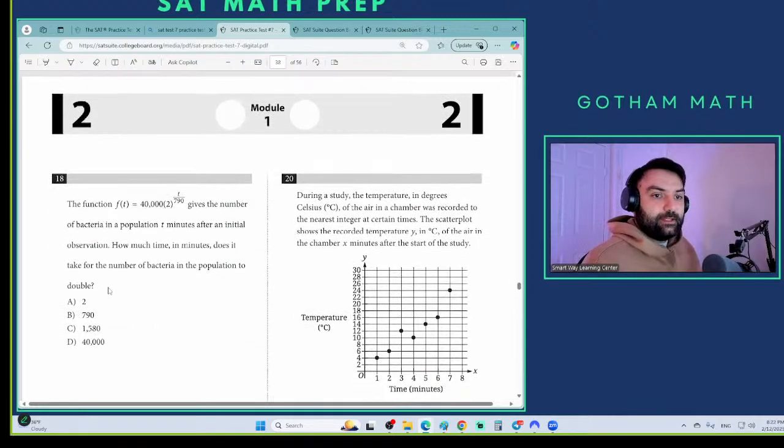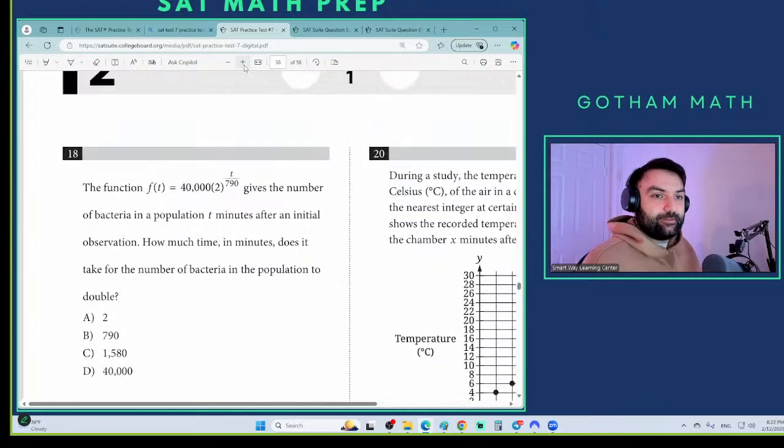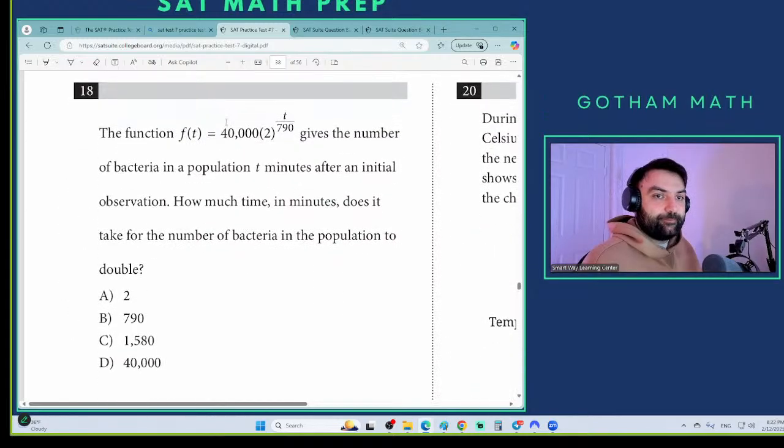Okay, number 18. Let's see what we have. The function f of t equals 40,000 times 2 to the power t over 790 gives the number of bacteria in a population t minutes after the initial observation. How much time in minutes does it take for the number of bacteria in a population to double?